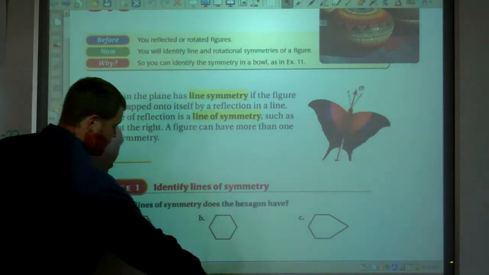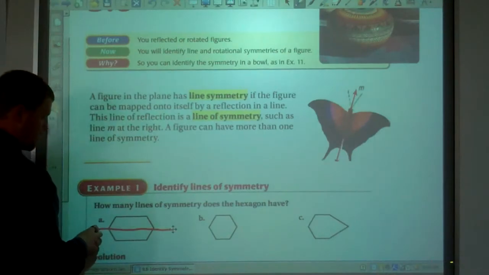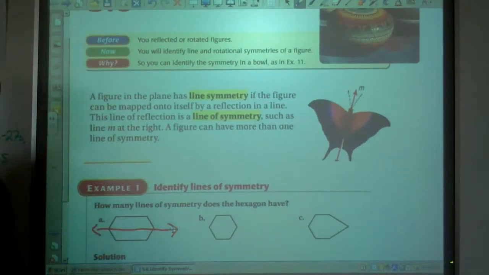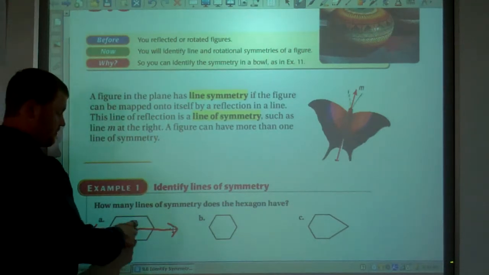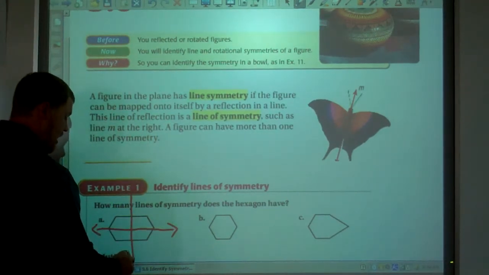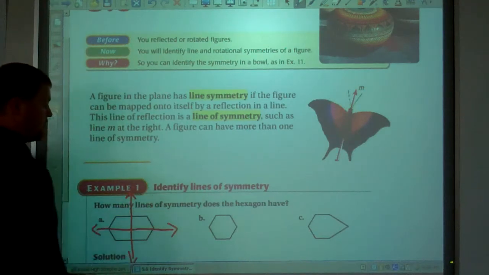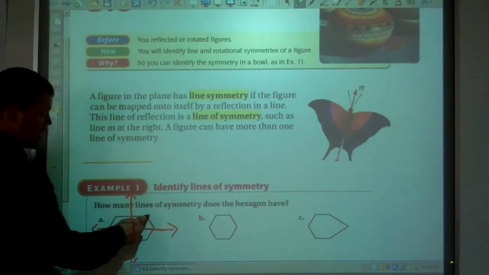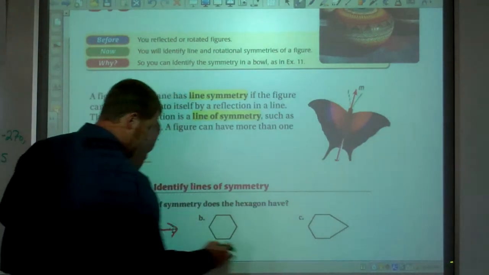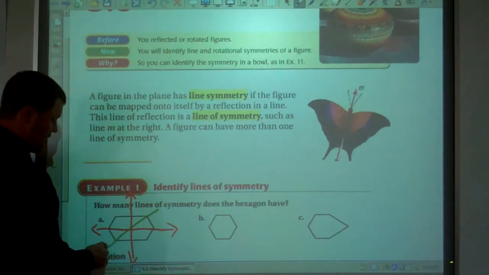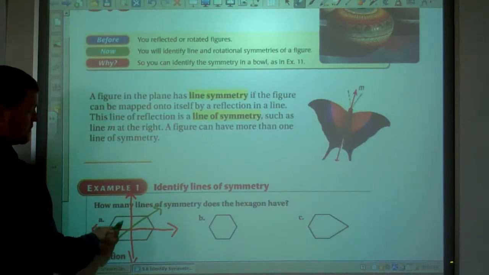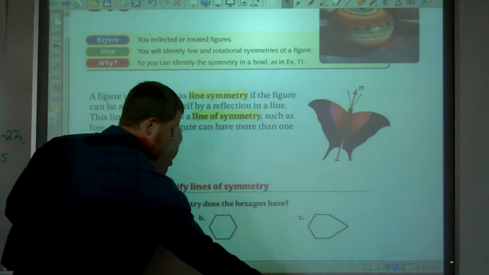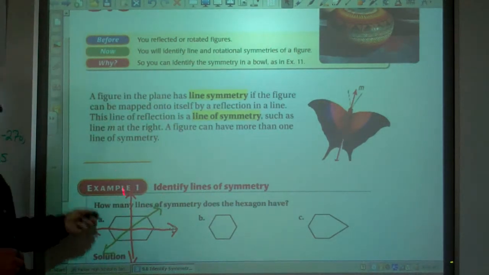Well, we would have a line of symmetry here, right? If we're able to fold it on that line, it would map onto itself, as well as we have a line of symmetry here. We have two lines of symmetry for this one. If I try and go diagonally here, is that a mapping? When you fold it over, does this point go onto that point? No, it won't. It'll be up here somewhere, as well as this one will be down there. So this one has two lines of symmetry.